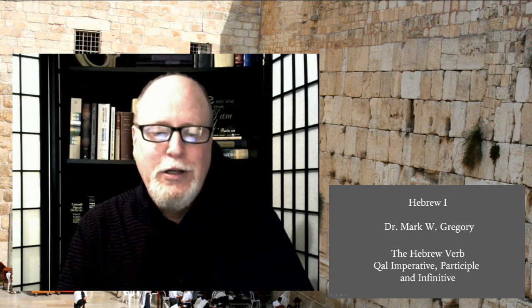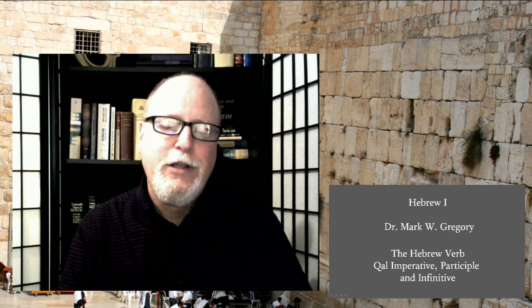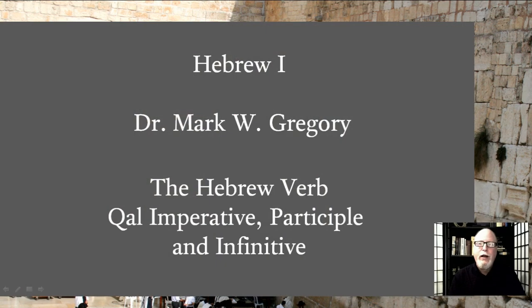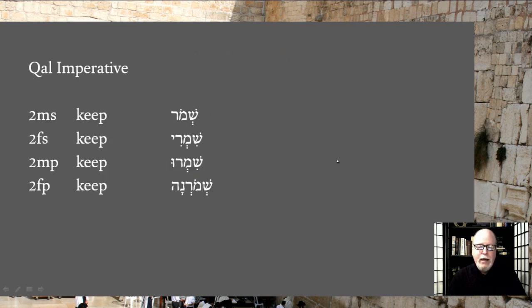In this lesson, we're going to deal with the Hebrew verbal system, specifically the elements that we know as the imperative, the participle, and the infinitive. We've already spent a good bit of time looking at some of the Qal perfect forms and the imperfect forms, and now we want to spend some time with the imperatives.